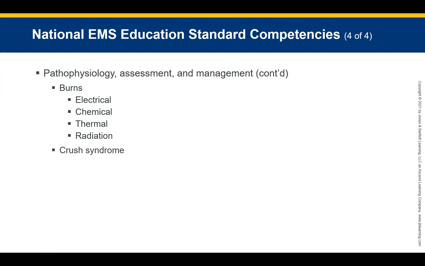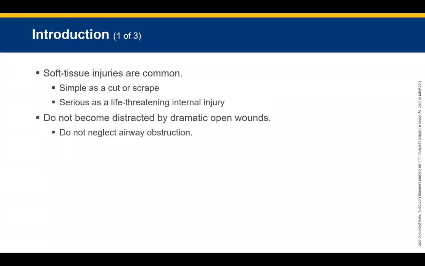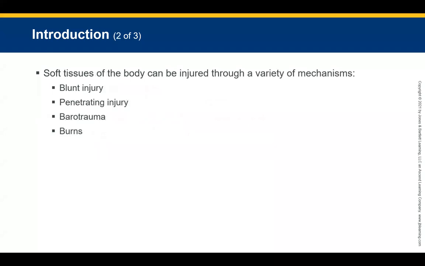So we're going to go over the crush syndrome a little bit in detail. So here's our introduction. Soft tissue injuries are common, which we know we happen to see all the time. They can be serious, life-threatening, or an internal injury. Do not become distracted by a dramatic open wound. This is not something that we just need to focus all of our attention on. Just because it's an open wound, it doesn't happen to fall into the ABC category, we can deal with that on a secondary assessment. Soft tissues of the body can be injured through a variety of mechanisms.